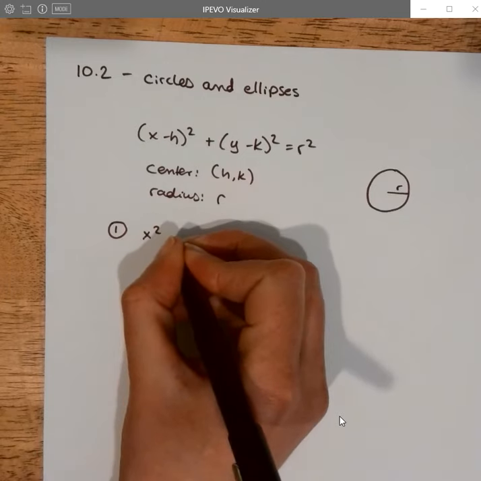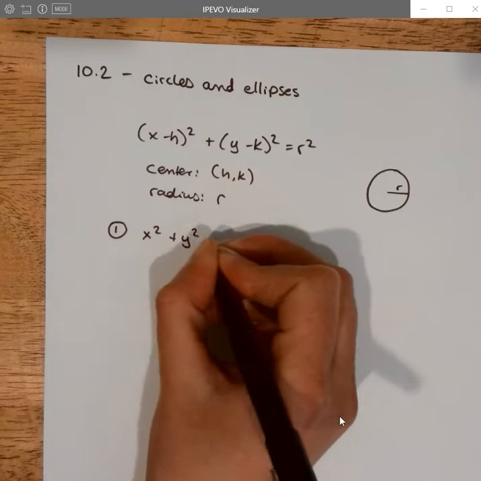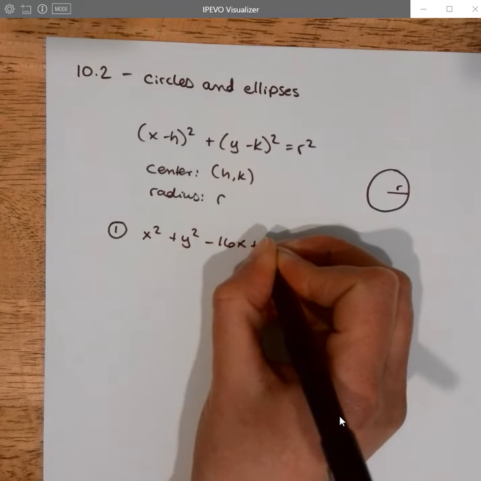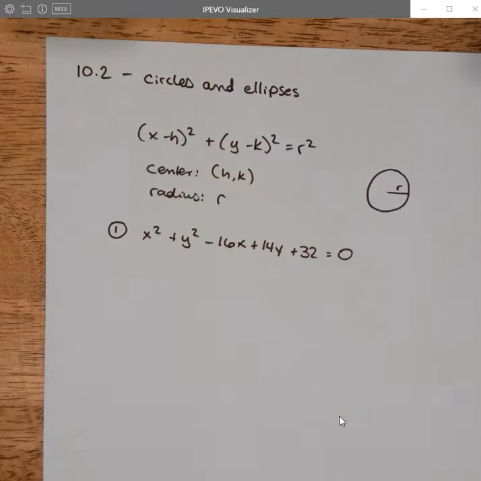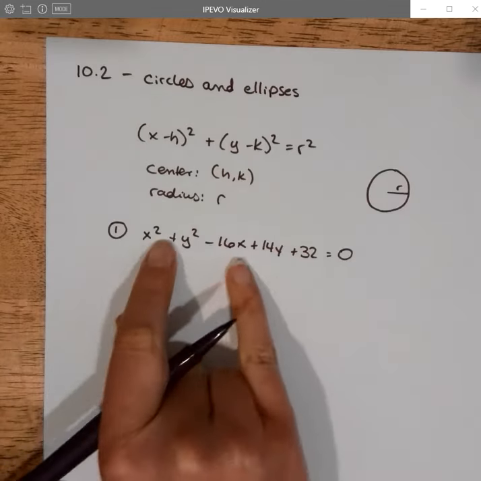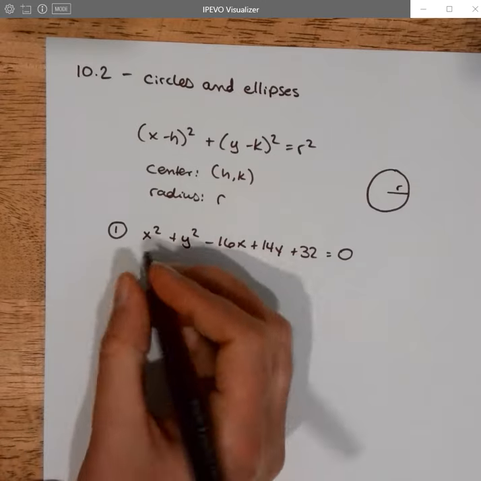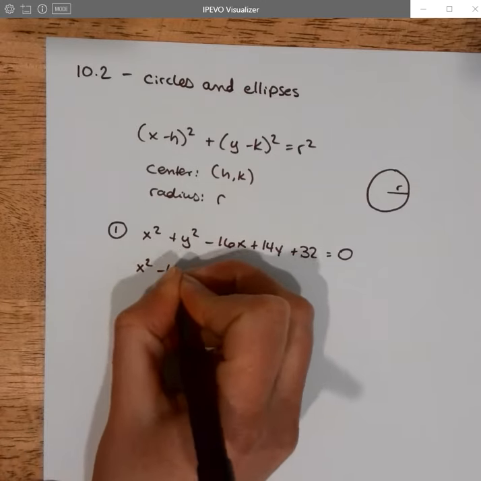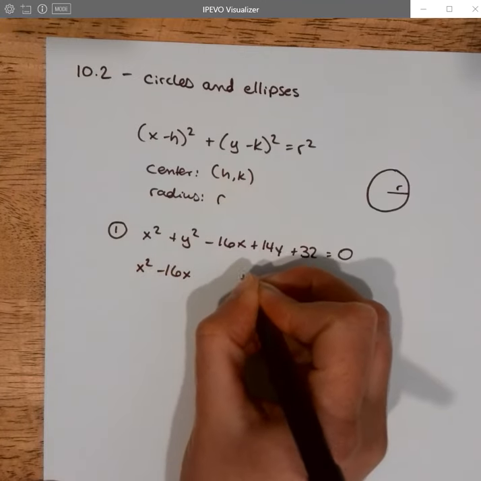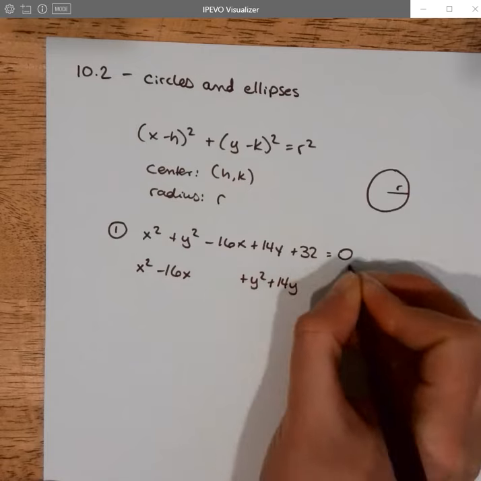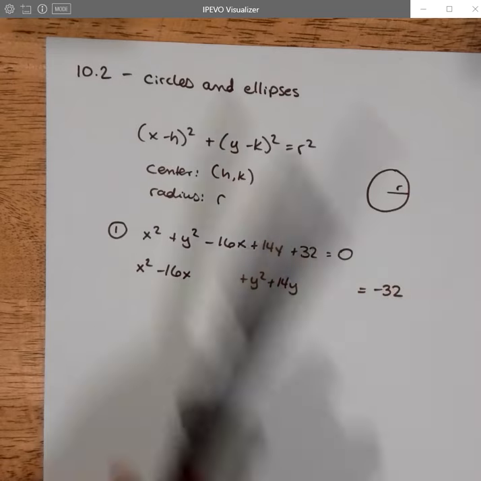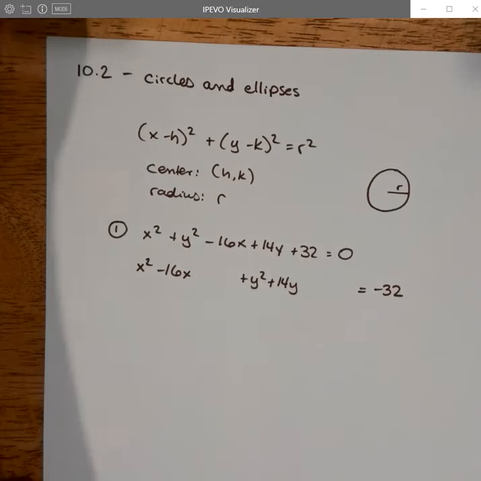So let's say I have the equation x squared plus y squared minus 16x plus 14y plus 32 equals 0. I want to find out what this circle looks like by finding its center and its radius. The first thing to do, completing the square, is to move the x's together. So I'm going to have x squared minus 16x, leave a space, plus y squared plus 14y, leave a space, equals, and subtract the 32 to the other side. We're going to use that space to complete the square.